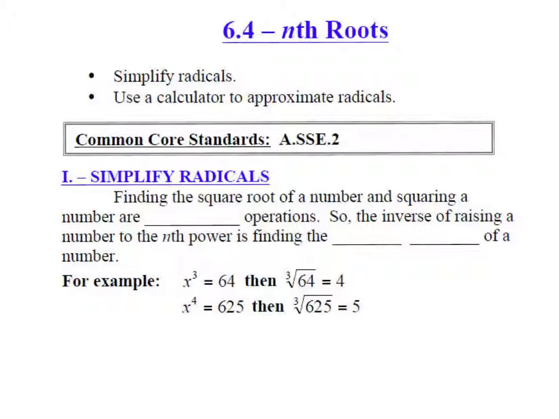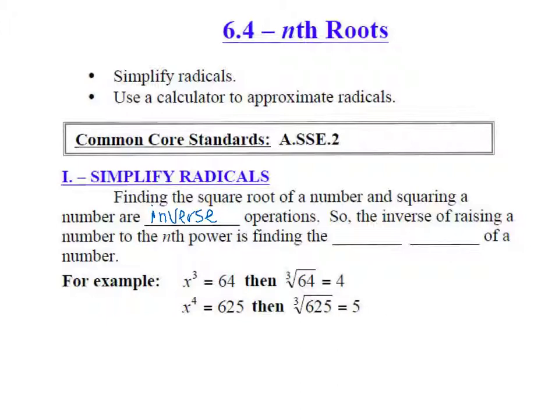So, here we're going to be simplifying radicals. We're going to find the square root of a number and squaring a number. These are, as you guys know, called inverse operations. So, whenever you square something, the way of getting rid of it is to square root it. And vice versa. Kind of like multiplying and dividing undo each other, adding and subtracting undo each other.